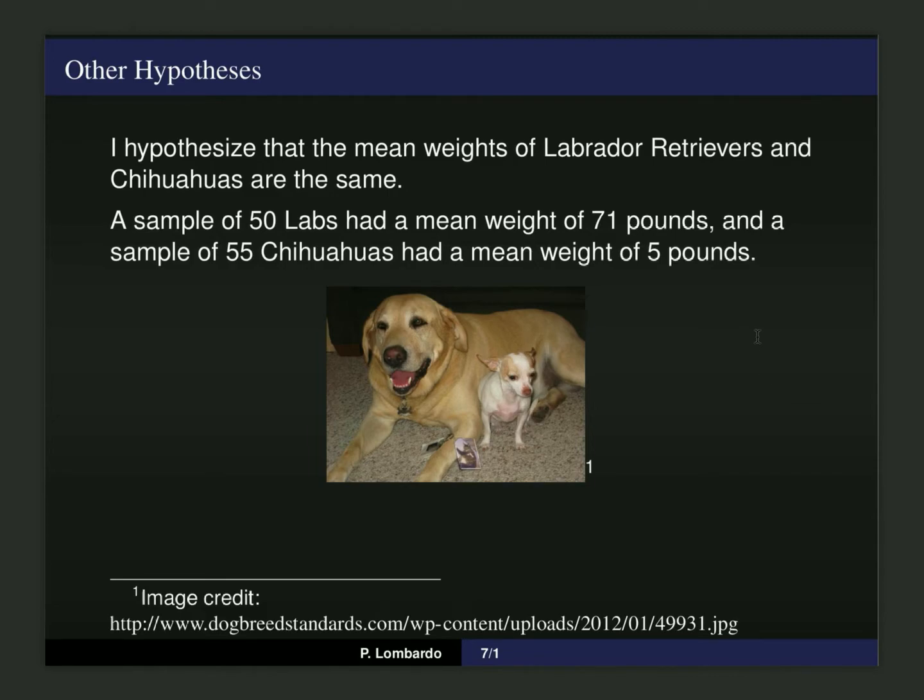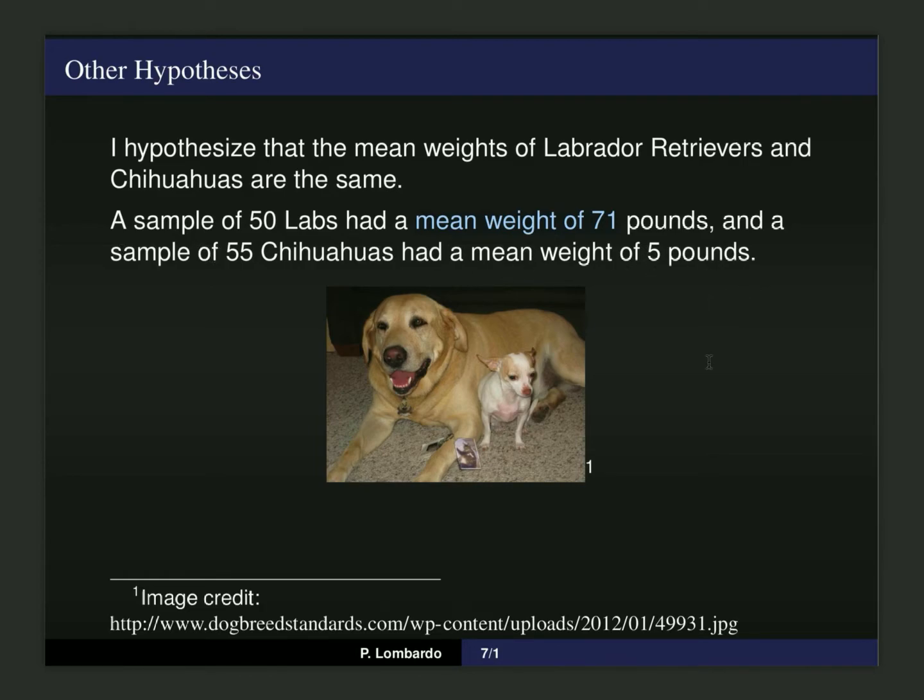Well, same basic type of setup. You take a sample from each population. So I'm going to sample 50 Labrador retrievers, and I'm going to compute some sample statistics. If I'm interested in differences between the population means, I'm going to look at sample means. So my 50 Labrador retrievers had a mean weight of 71 pounds. A sample of 55 Chihuahuas maybe had a mean weight of 5 pounds.